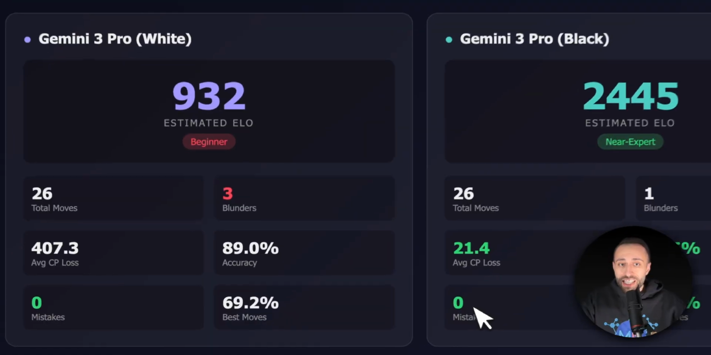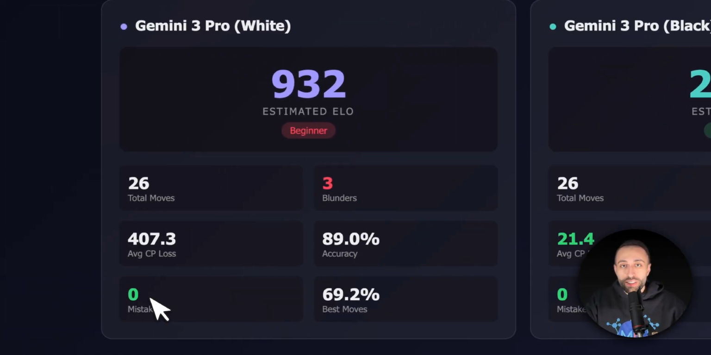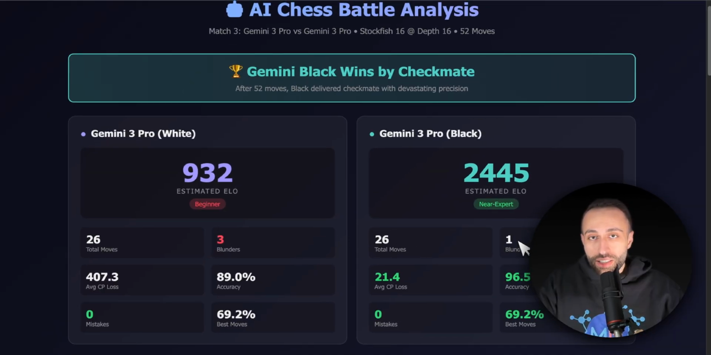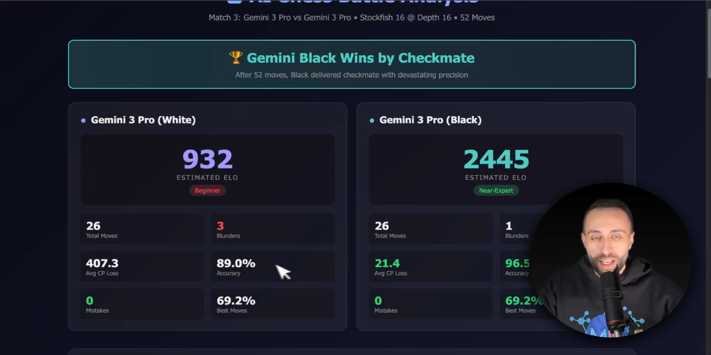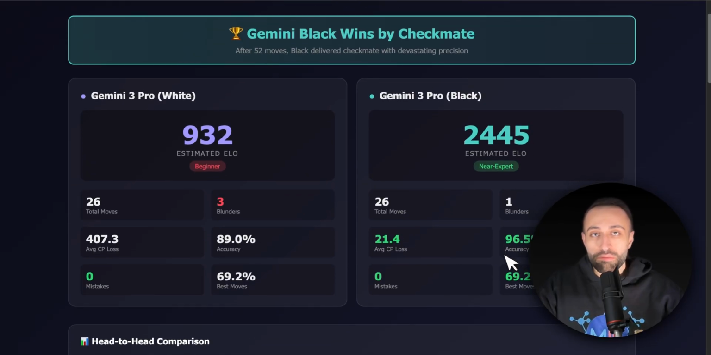It didn't make any mistakes when it was playing against itself, and even the Gemini that lost the game didn't make any mistakes either. It had 3 major blunders, that's why it lost the game, but the winner had just 1 blunder, and both of them had around 90 and 96% accuracy, which is amazing.